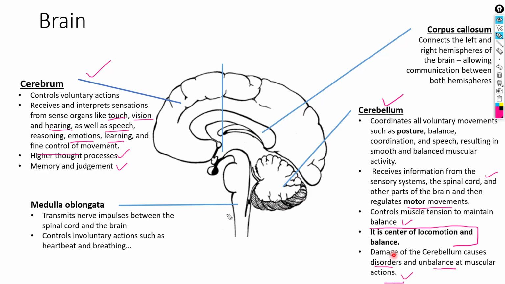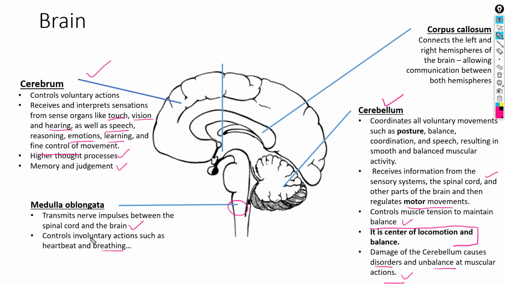And the next part is the medulla oblongata. This is situated between the brain and the spinal cord. Thus, it transmits impulses between the spinal cord and the brain. It controls involuntary actions such as heartbeat and breathing.